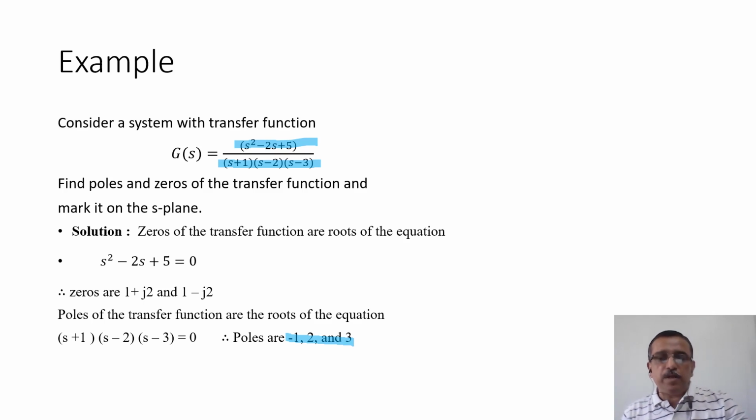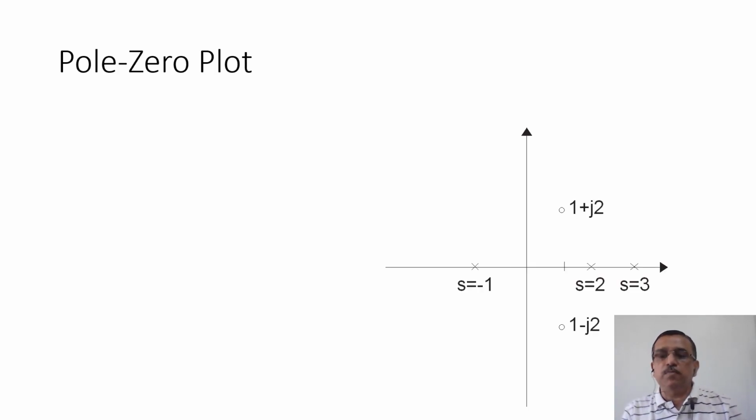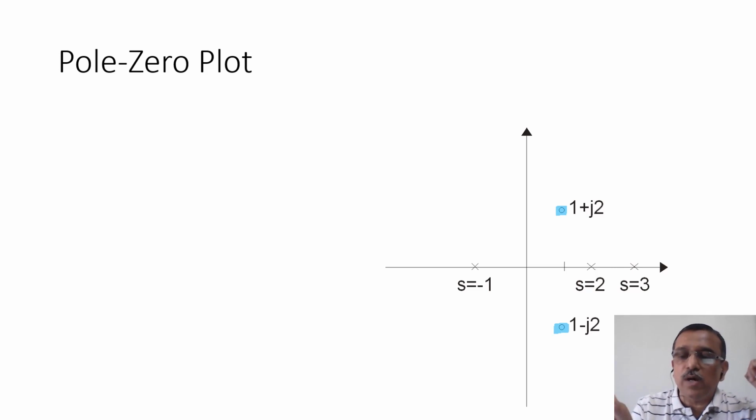Mark it on the S-plane. So this is the S-plane, and I have marked it on the S-plane. You see the zeros are marked with a small circle. This convention I want you to understand. That is one reason for repeating all these things again. Whenever you are marking zeros, you mark them with a small circle.